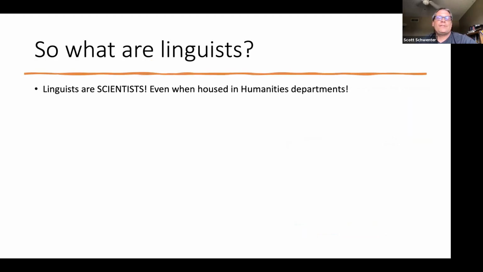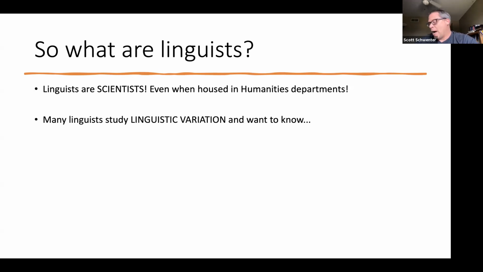So what are linguists? So linguists are scientists, even when, like me, housed in a humanities department, which probably some of you know can cause friction sometimes in departments. We're lucky at OSU, though, that we have pretty good understanding between the different groups in the Department of Spanish and Portuguese. Many linguists study linguistic variation. That's what I do.